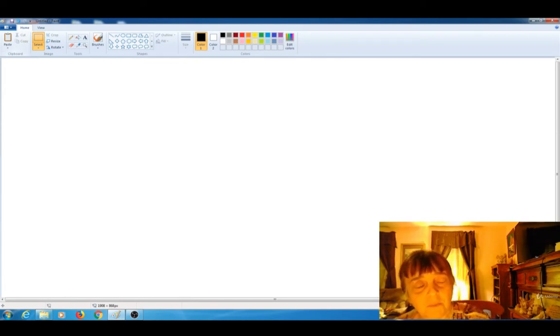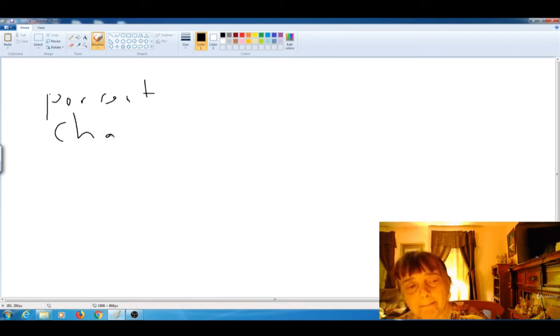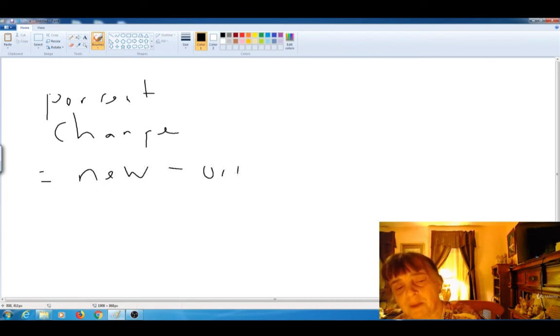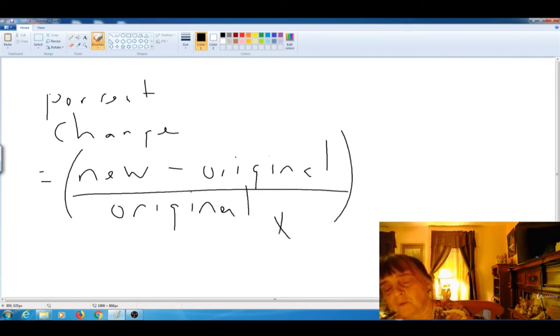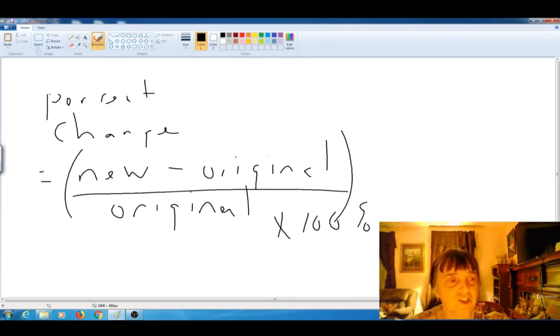Okay, now another formula is called percent change. Okay, and that's the new amount minus the original amount, over the original amount, times 100%. Okay, that's the formula for percent change.